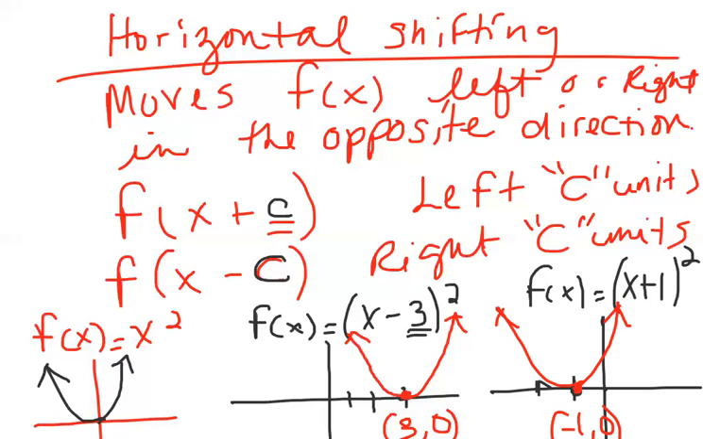By the way, I keep talking about the vertex. The vertex is the turning point of the graph. So the vertex is located on the absolute value as well as on the parabolas. Now, on the square root, I wouldn't necessarily call it a vertex. I would call it a starting point or an initial point. All right, guys. So that's second transformation.